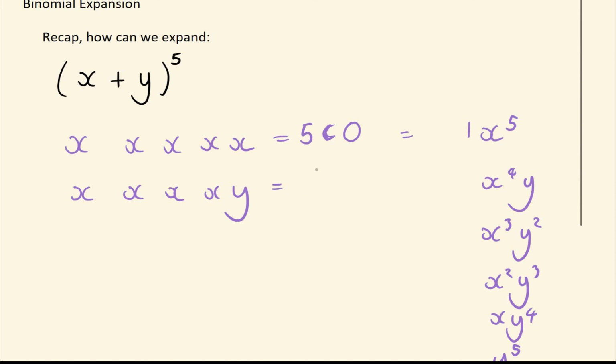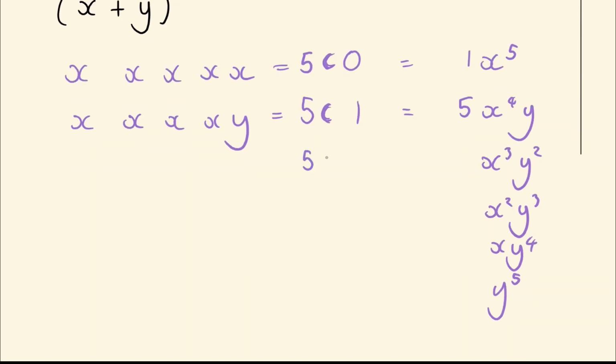Next, for 4 x's and 1 y, that is going to be 5 letters, and I want 1 y. Type that in, 5 choose 1 is 5. Next, we want 5 letters, and we want 2 y's. So 5 choose 2 is 10.